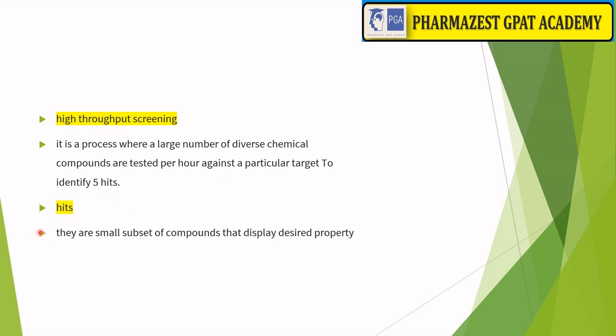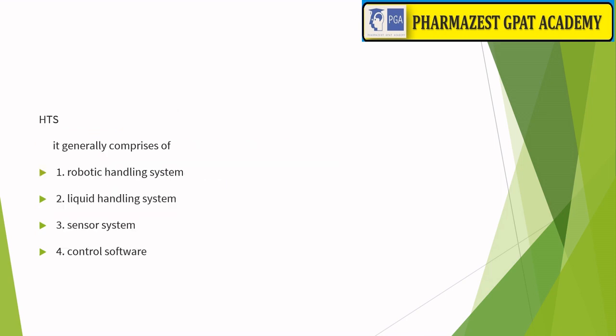Next, what do we mean by hits? These are a small subset of compounds that display the desired property. That is, we will be testing a large number of compounds. It is not compulsory that all the compounds should show certain action. So, only a limited number of compounds in the huge number of taken compounds will show the desired activity. Such compounds are considered as hits.